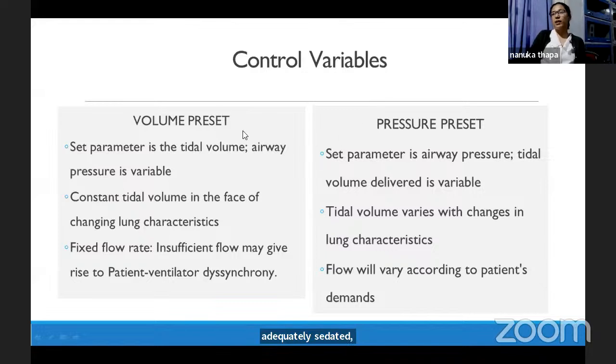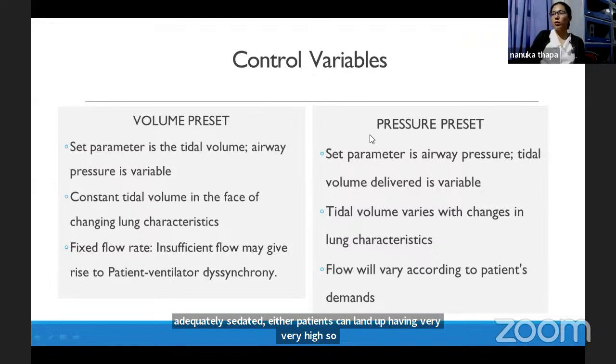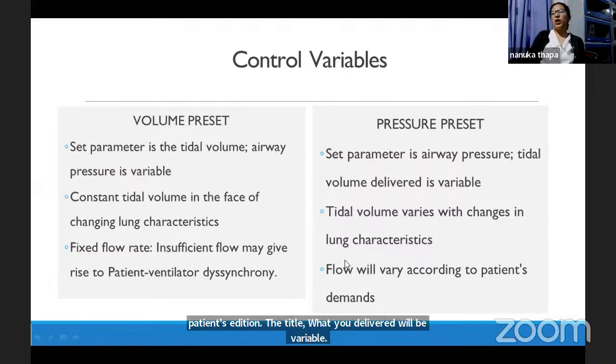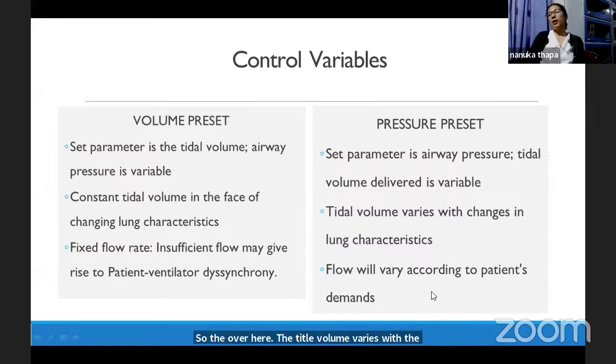So the other way in which ventilation can be controlled is pressure controlled. This is also known as pressure preset. Over here, the set or fixed parameter is the airway pressure. Depending upon the dynamics of the lung, the circuit configuration, or the status of the patient's sedation, the tidal volume delivered will be variable. So over here, the tidal volume varies with the change in lung characteristics. The flow will vary according to the patient's demand.